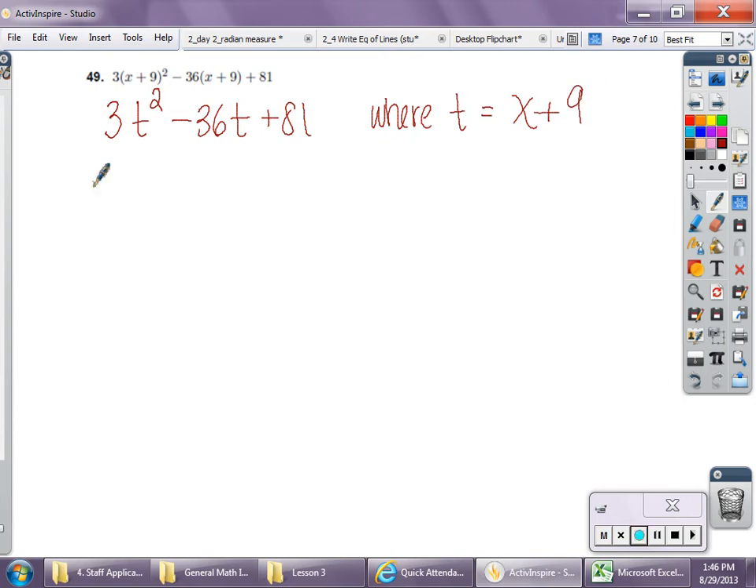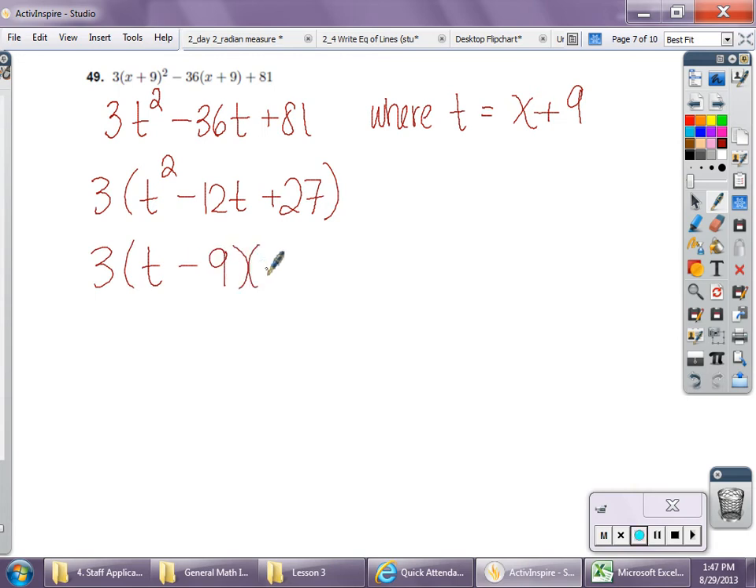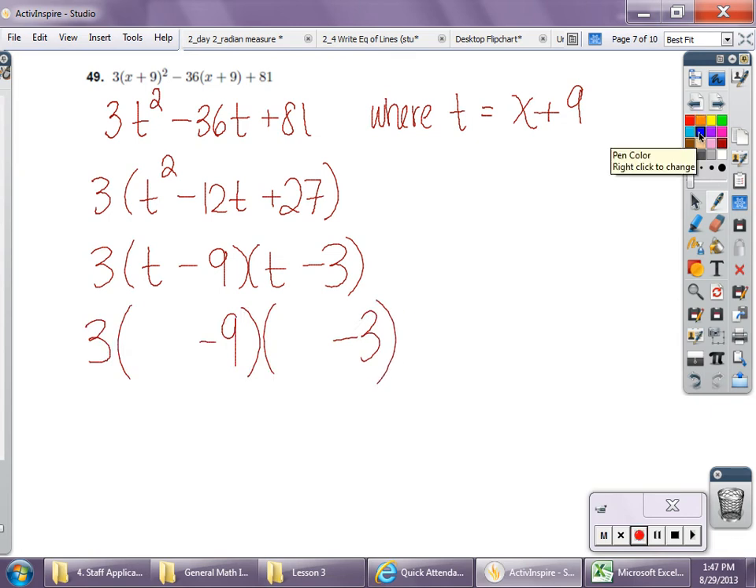So I'm going to go through and factor this guy, GCF first. And then I get t minus 9, t minus 3. And because the original problem didn't have t's, I got to replace the t's. So what I'm going to do is use the same color for everything else, just so you can see. All I'm going to do is take my t values, which were x plus 9. I'm going to place them right here. So I replace this t with the blue. And then I just simplify.